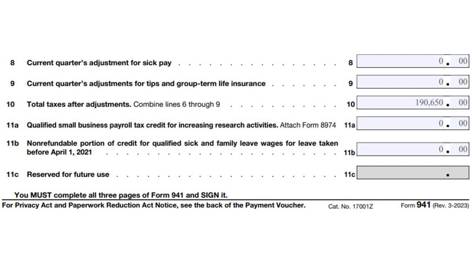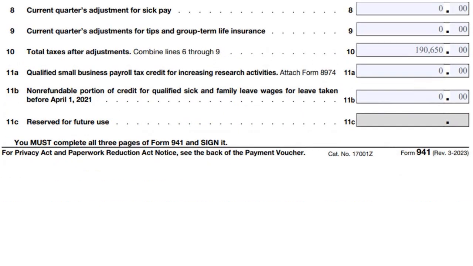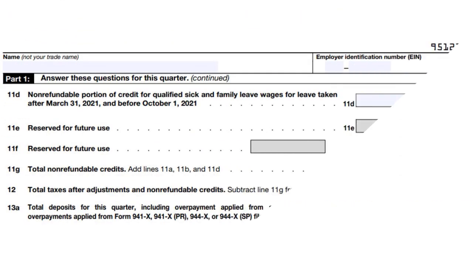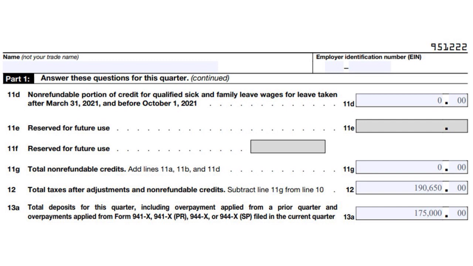So here, line 10, total taxes after adjustments. We basically have the same amount, $190,650. Okay, so line 11 is not applicable. Lines 11a and 11b are not applicable, and we move on. So for part 1, if you look here, line 12 we had the same amount: total taxes after adjustments and non-refundable credits. If you had refundable credits, this will lower the taxes you have to pay.